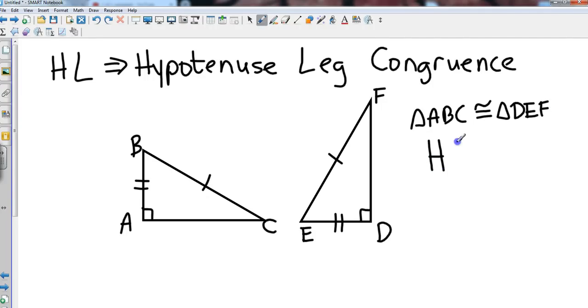So HL. You can just simplify your information. Don't have to write out hypotenuse leg. You can if you want to. So if one hypotenuse and one leg corresponds to one hypotenuse and one leg of another right triangle, then they will be congruent. So I squeezed that one in a little under 5 minutes. That is Chapter 5, Section 5, the side, side, side, and hypotenuse leg congruence.